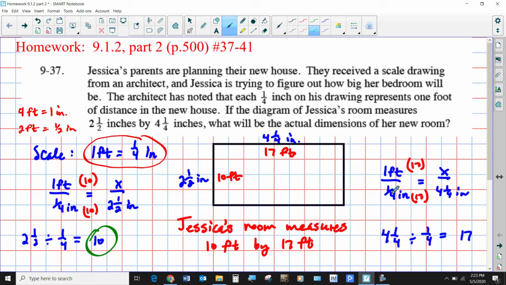Same thing applies here. How many 1/4 fit into 4 1/4? 17 of them. So 17 times 1 equals 17. So there are a few different approaches you can take, and it's really important that you understand the logic of how we can convert from one unit of measurement to another and how we use scale.